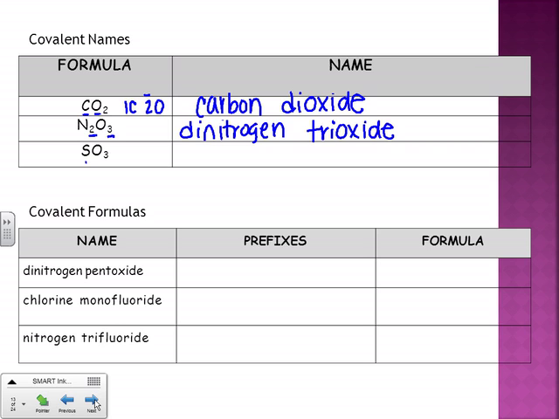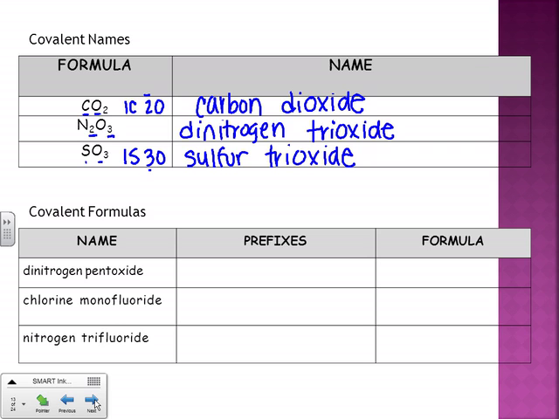Next we have sulfur and oxygen, so SO3. We have 1 S and 3 O's. So since I have 1 S, it's the beginning one, I don't put mono, so it's just sulfur. And then I have 3 O's. The prefix for 3 is tri, and oxygen becomes oxide. So the entire name is sulfur trioxide.